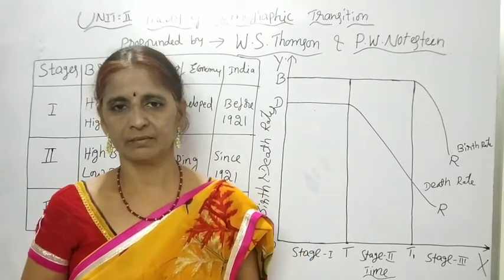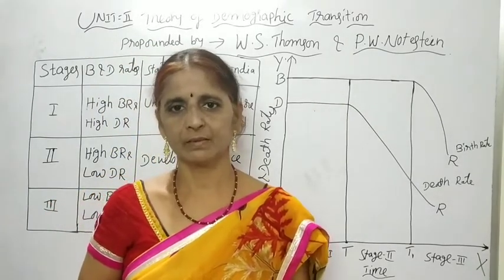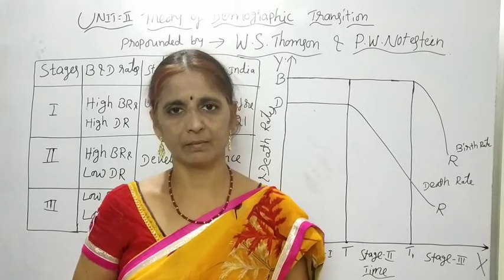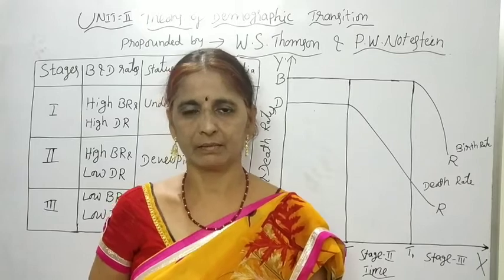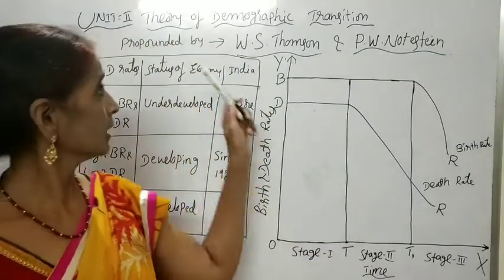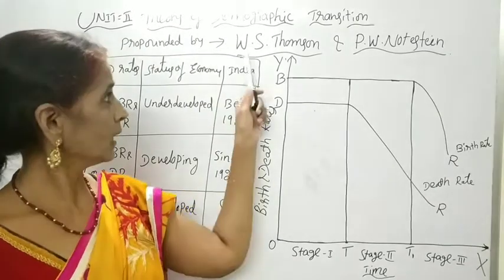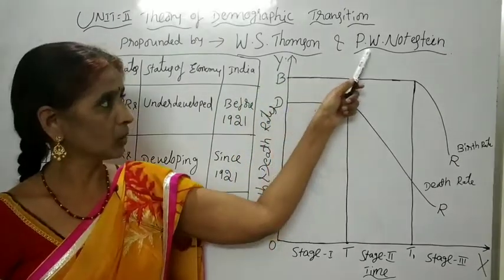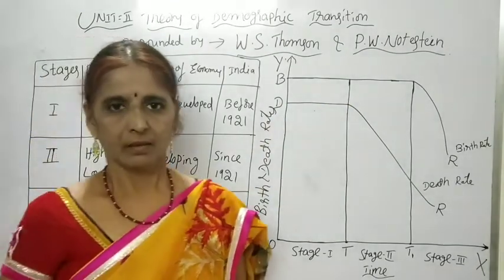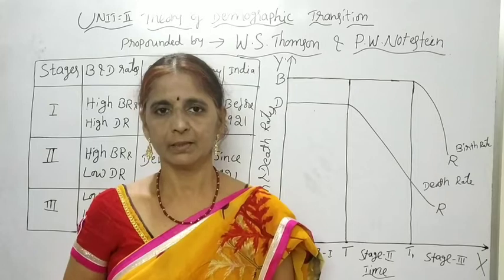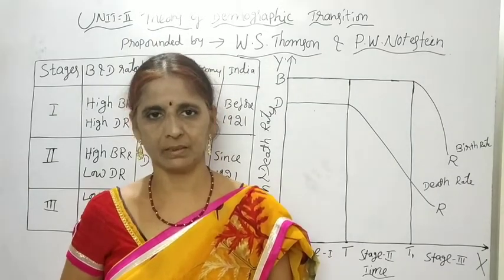So in this unit, the first topic is the theory of demographic transition. This is asked for 10 marks. So now I am explaining the theory of demographic transition. First, this theory was propounded by W.S. Thomson and P.W. Notestein. According to them, there is a close relation between birth and death rates and the growth rate of the population in the economy.